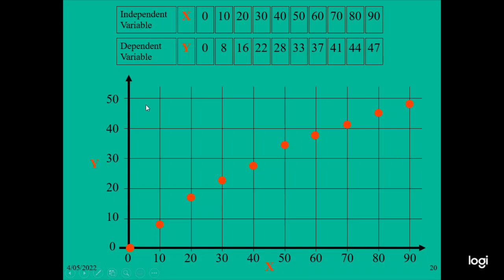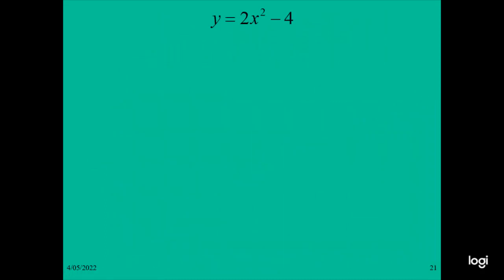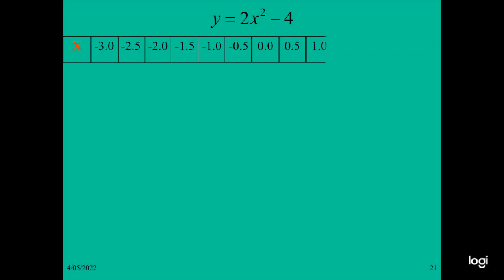By linking the points, you can draw the graph. So it's y equals 2x squared minus 4, and we have to draw the graph. In this case, we put x values minus 3, minus 2, minus 2, also up to 2, 3. And the y value is a dependent variable. You substitute into the equation and you can calculate.